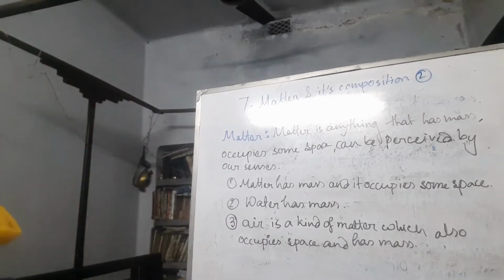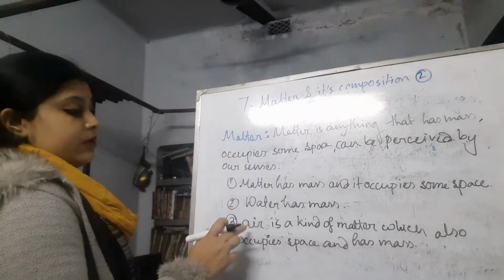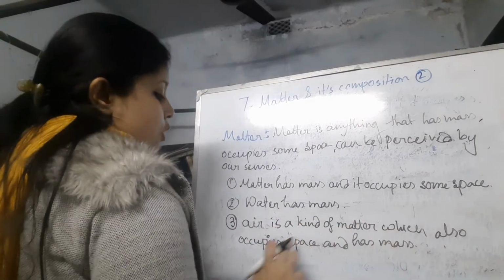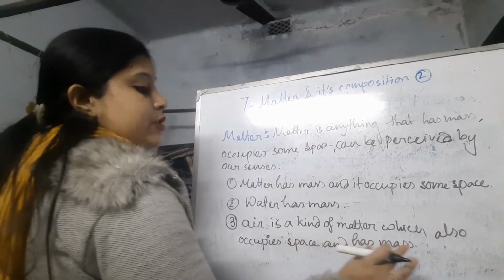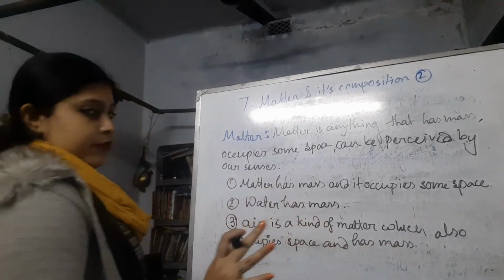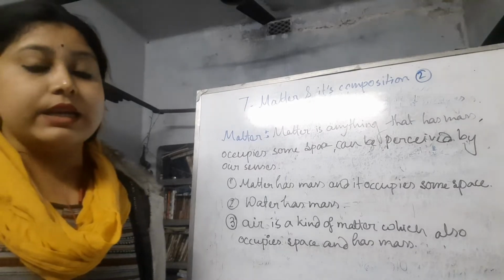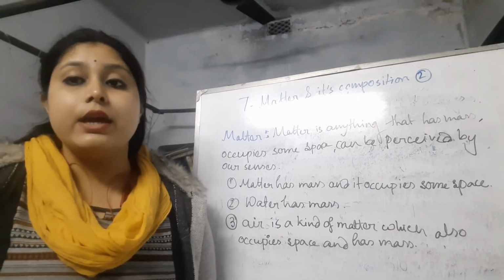So here you can see this is one activity, but for proving that air is a kind of matter which also occupies some space and mass, two types of activities are included in it. So we will discuss it with the pictures. Okay, so let's check.